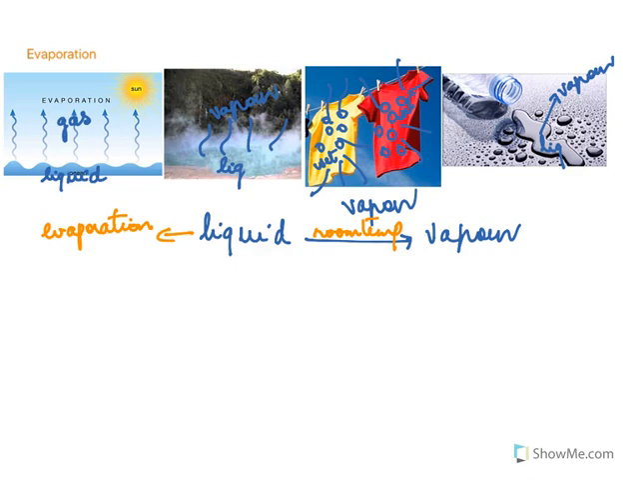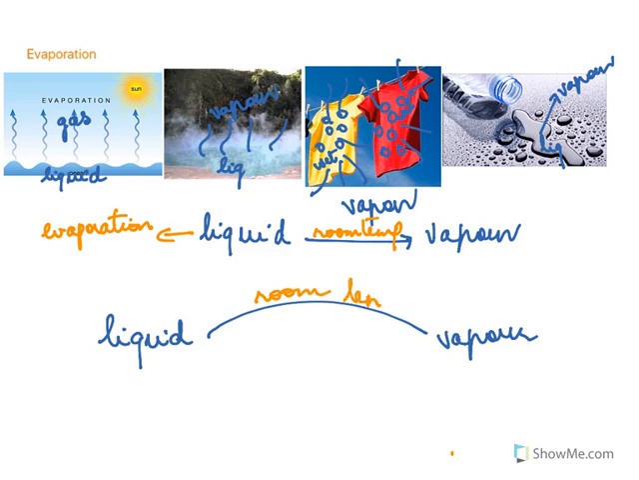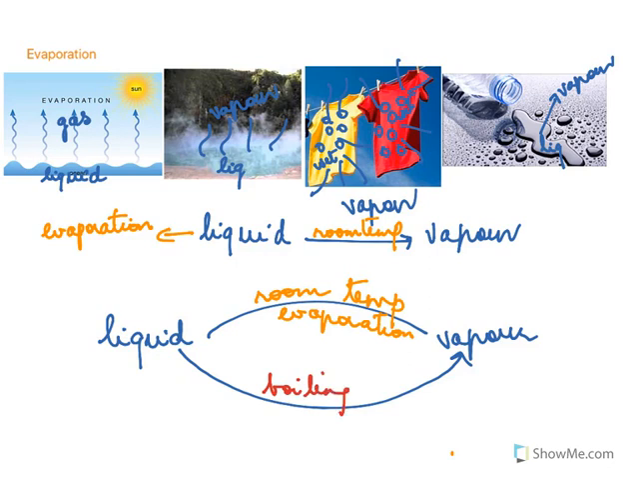So again, we just go over this. I have liquid water changing into vapor at room temperature, and this is evaporation. However, when liquid water changes to vapor at boiling point, it is boiling. This is the difference between evaporation as well as boiling.